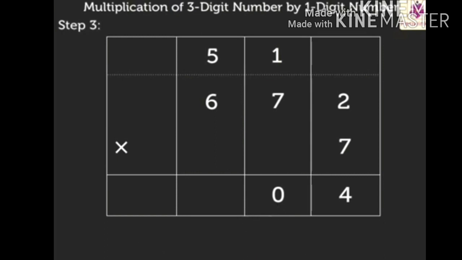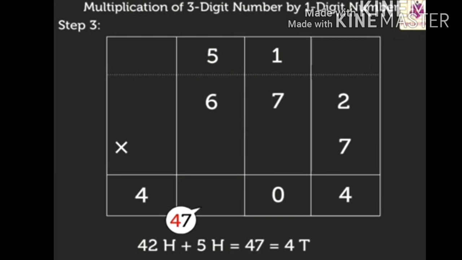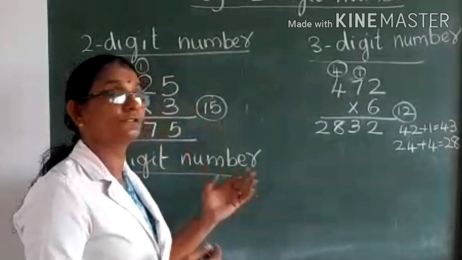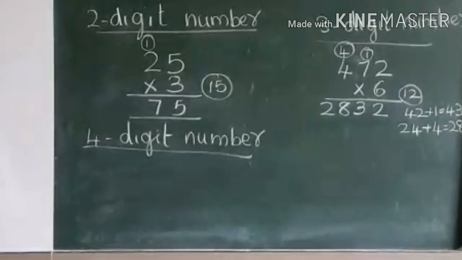Okay. Now let us multiply the digit 6 with the number 7. So 6 into 7 is equal to 42. So there are 42 hundreds. Now 42 hundreds plus 5 hundreds will give you 47 hundreds. Now if we regroup them, it is equal to 4700. So 672 into 7 is equal to 4704. The same method is used to multiply a 4-digit number with a 1-digit number.